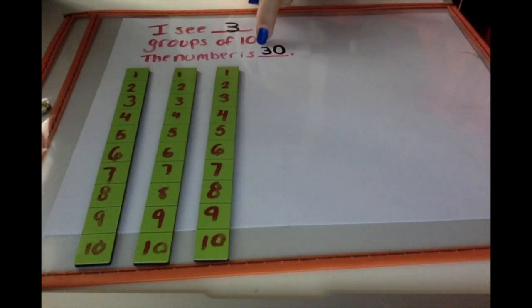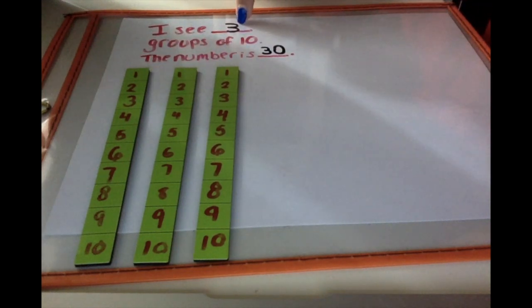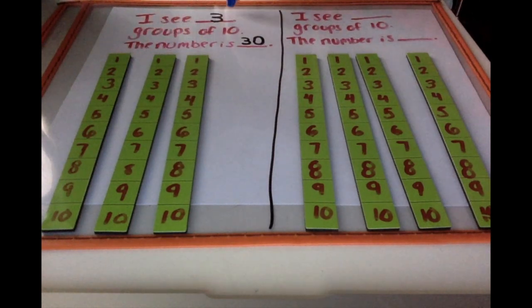And I know 30 is 3, 0, because there are 3 groups of 10s and 0 ones, right? There's no blue ones. So there are 3 groups of 10. The number is 30. So here on this side, we have the problem that we just did. We saw 3 groups of 10. That means the number's 30.